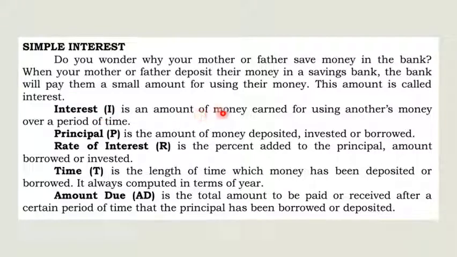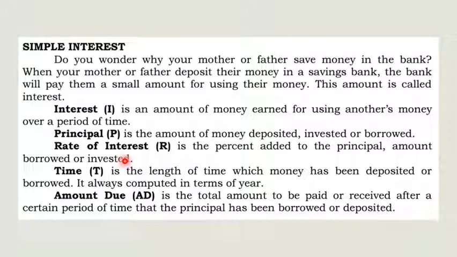So, it is the amount of money earned for using another's money over a period of time. Then, principal or P, it is the amount of money deposited, invested, or borrowed. So, yung principal, ito yung dineposit natin, yung original amount na i-deposit natin. Then, rate of interest or R, it is the percent added to the principal amount borrowed or invested.